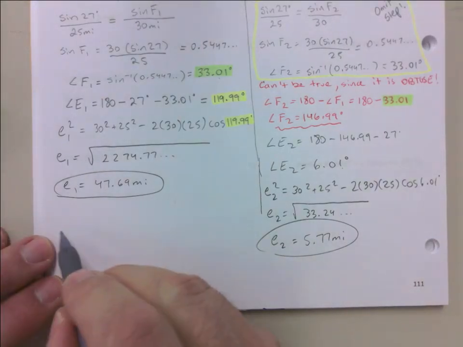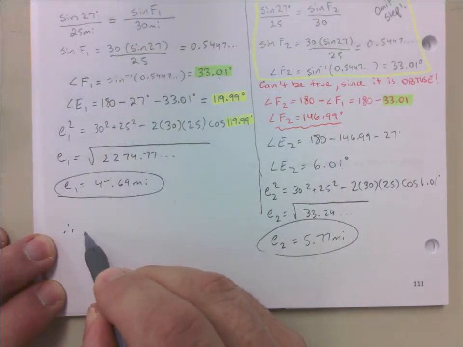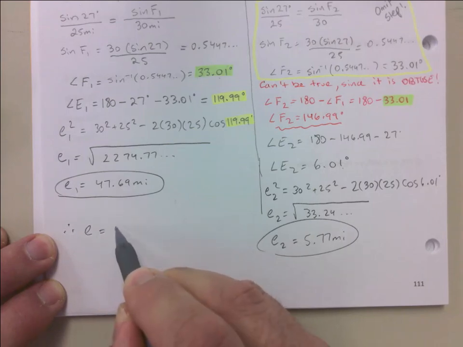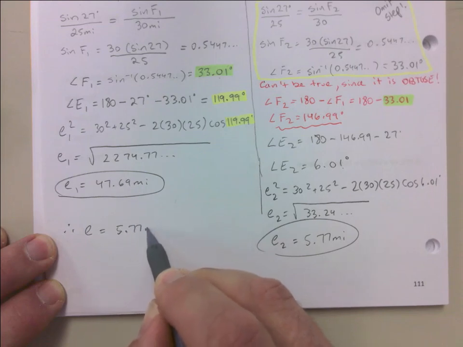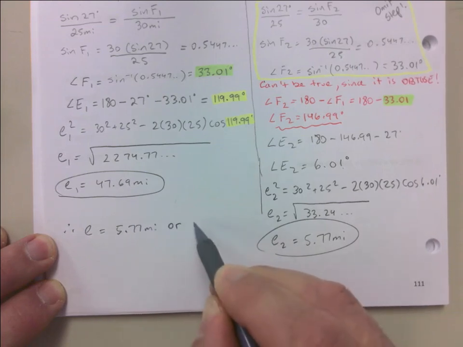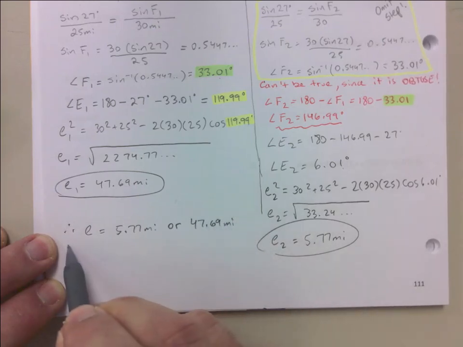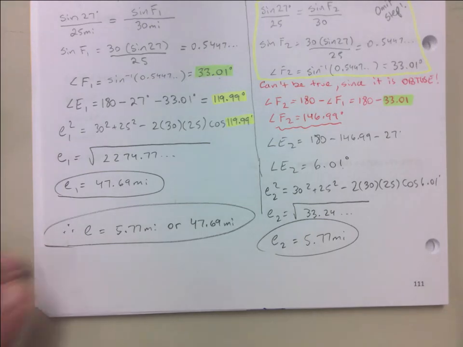So, therefore, E can be 5.77 miles or 47.69 miles. That's basically what you figured out, that it could be this or that.